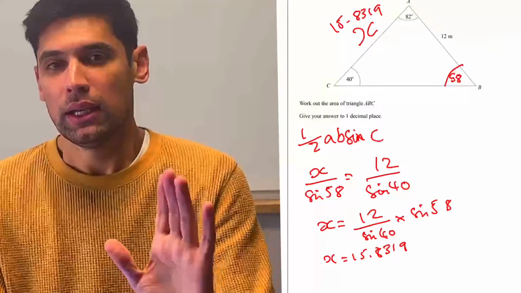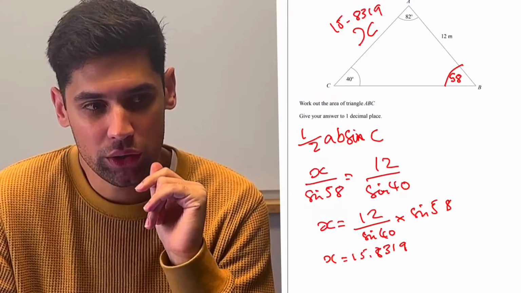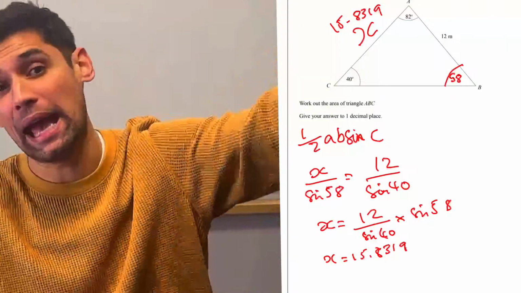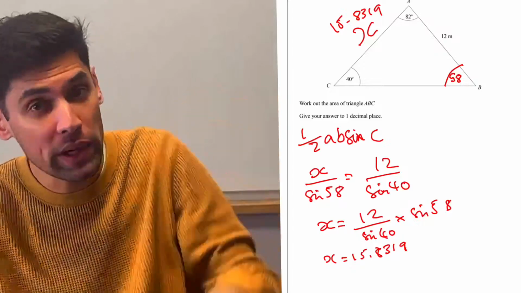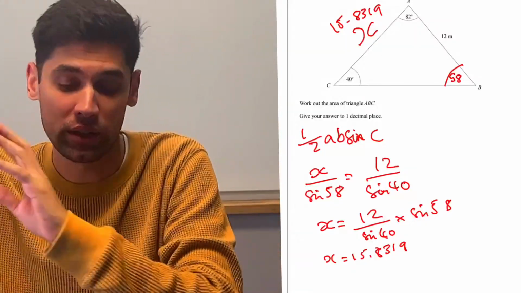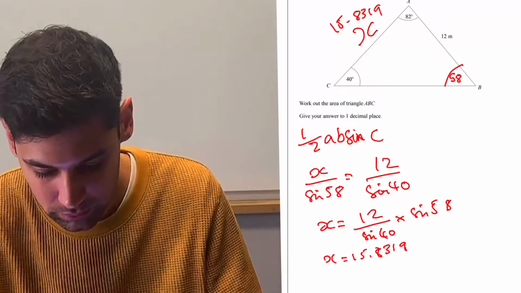Right, so now we know that this length is 15.8319. The reason I used so many decimal places is that when you're midway through a question, if you round too early, you're going to end up with a rounding error at the end. So we like to leave lots of decimal places while we're doing the working, and then only at the very end, the final answer, do we round to whatever value they ask for. So always leave at least 2 more decimal places than they require.